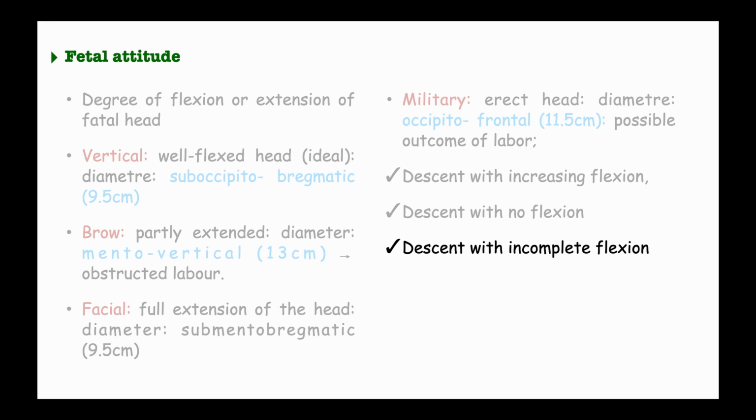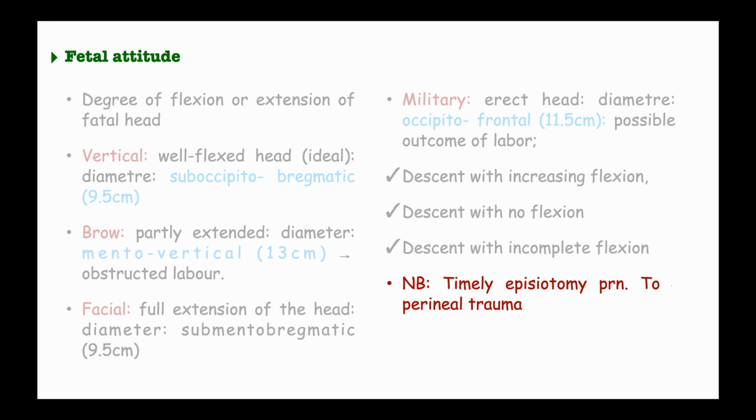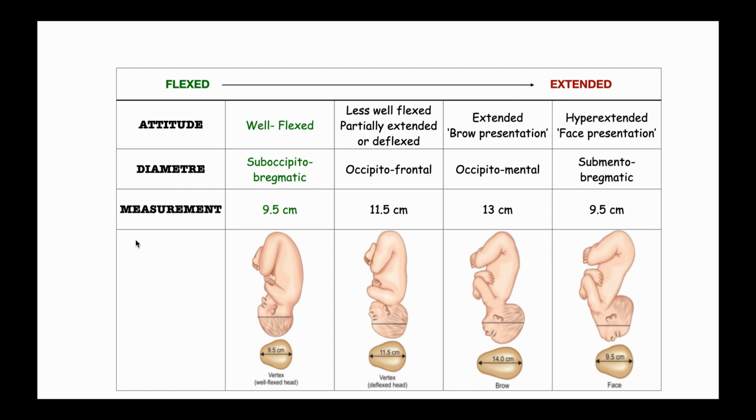All of these have their own risks which are associated with them, and so the ideal attitude that we want is the vertex. Now, we must also make sure that we give a timely episiotomy when necessary in order to prevent perineal tear as the baby assumes any of these attitudes. Now, the next thing is I want to show you the photos of what we just talked about.